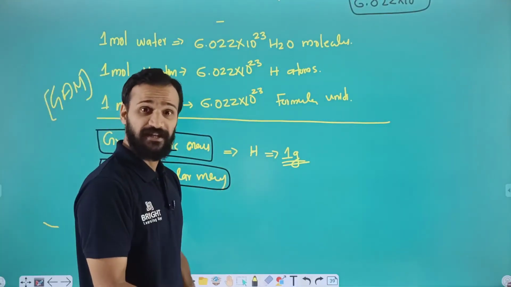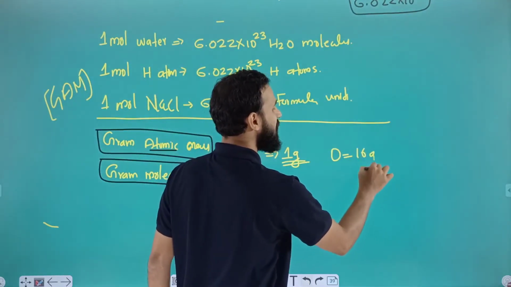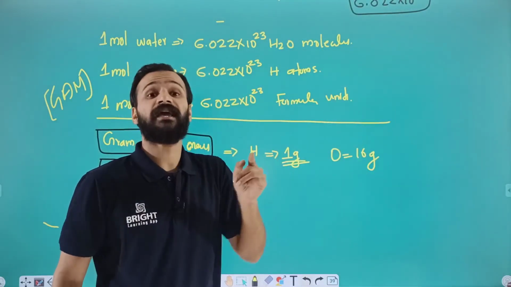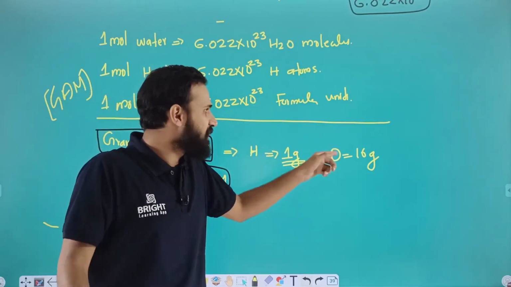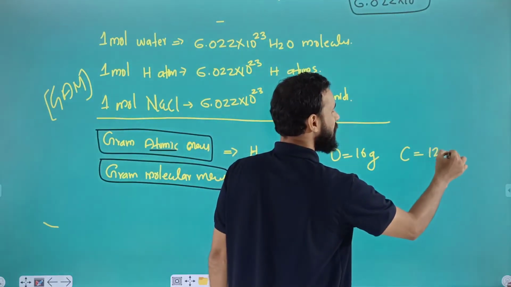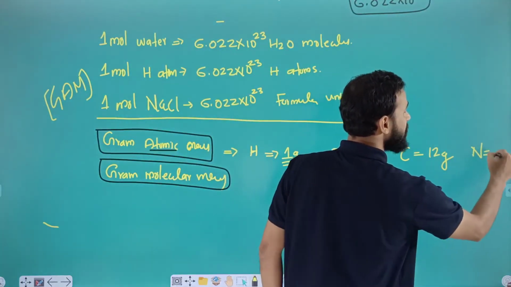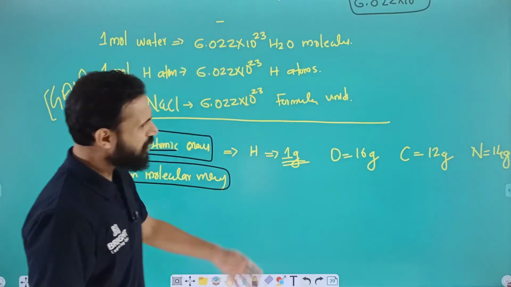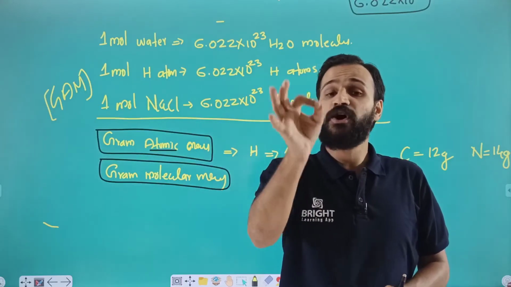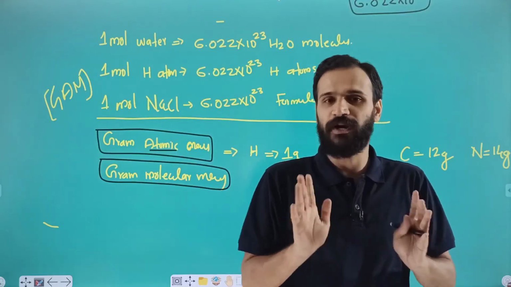If you are taking the gram atomic mass of oxygen, you will get 16 gram, isn't it? Because one oxygen atom has an atomic mass of 16 amu or 16 u, and in gram you get 16 gram. If you are taking carbon-12, on average you will get 12. If you are taking nitrogen, we will get 14 gram. So all these things you have to remember. Atomic mass is nothing but the mass of an atom represented in gram. That is called gram atomic mass.